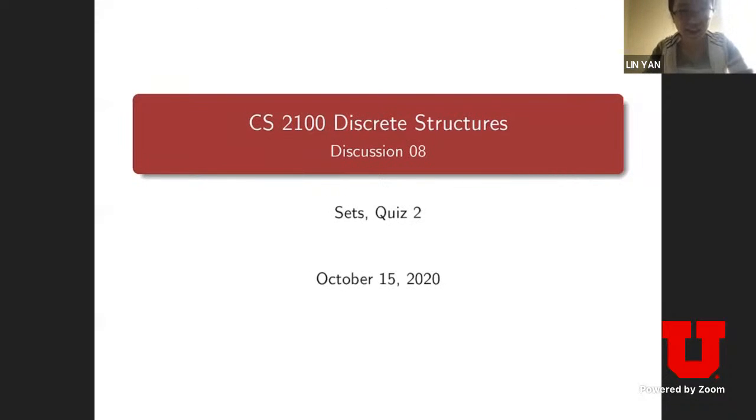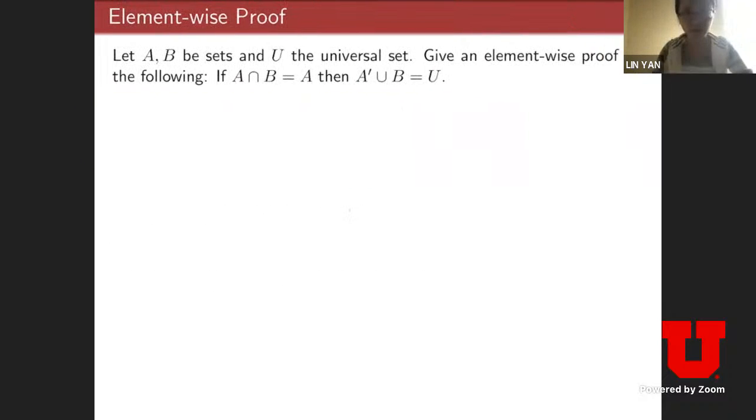Okay, thanks for coming to this discussion section. Firstly, we will work on problems related to sets and set proofs. Then we will go over 3 hardest problems from quiz 2. So let's get started. This is the first problem, the element-wise proof to prove the 2 sets are equal. I will give you 2 minutes to think about it, and then we will try to solve it together.